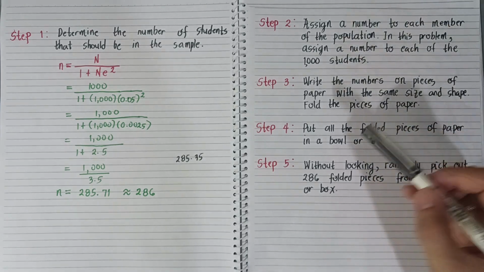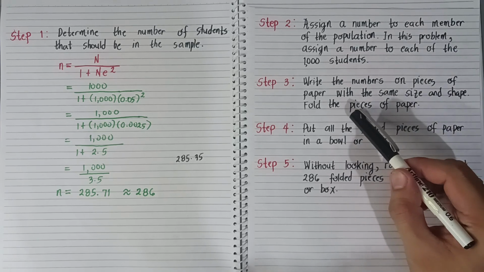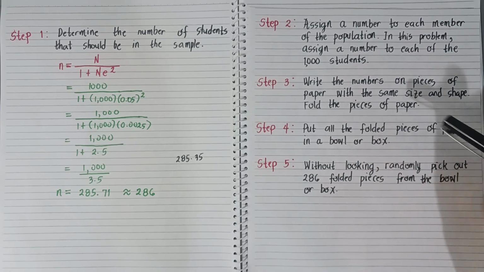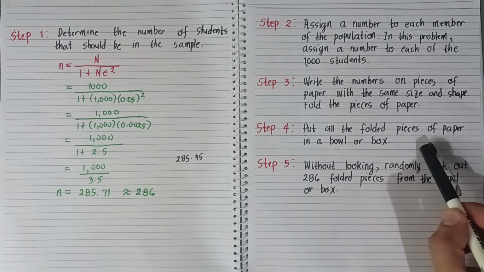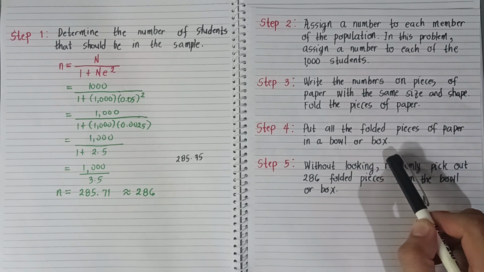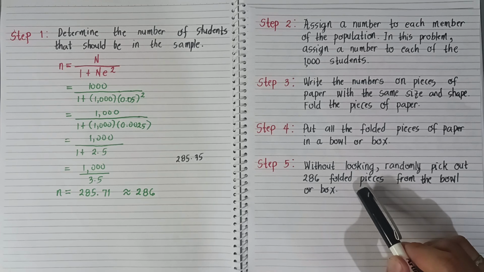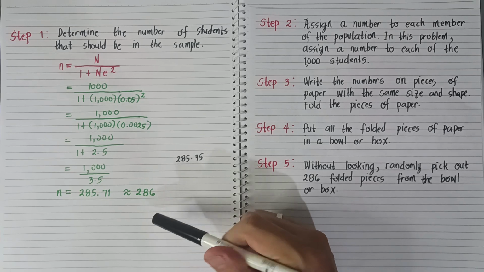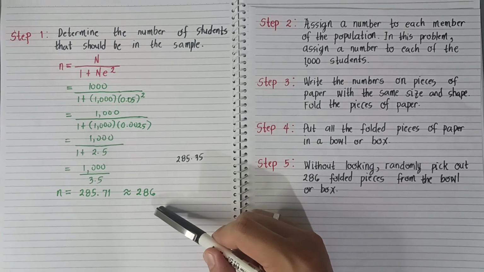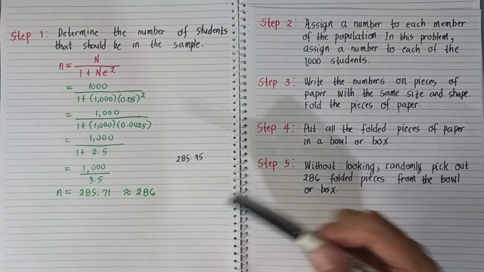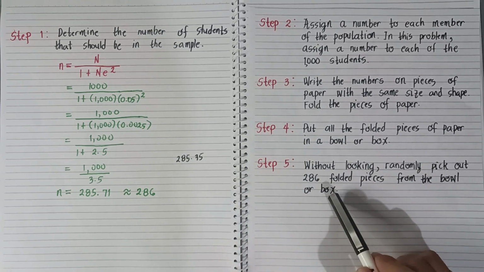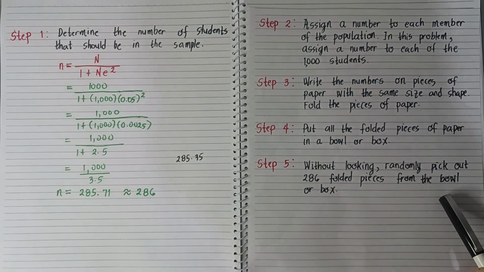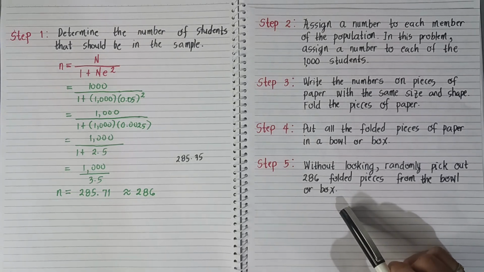Bawat isa. And then, step 3, write the numbers on pieces of paper with the same size and shape, and fold the pieces of paper. Step number 4, put all the folded pieces of paper in a bowl or box. And then, lastly, step number 5, without looking, randomly pick out 286. Saan natin nakuha yung 286 dito sa desired sample needed natin, which is using the Slovin's formula. Pick out 286 folded pieces from the bowl or box. Kung wala kayong fishbowl, pwedeng gamit ng box. Basta hindi lang tayo titingin.